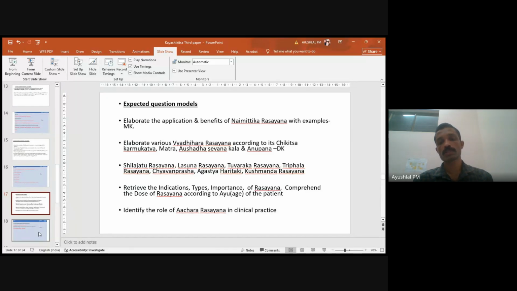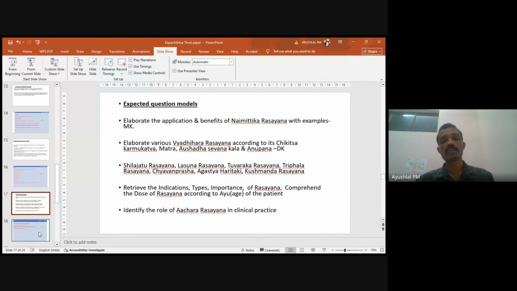One of the most important points for 10 marks is: elaborate the application and benefit of Naimittika Rasayana with examples. This is the only must-know point given in Rasayana. So a 10 mark question will be asked from the must-know point, that is Naimittika Rasayana. So you should be thorough about Naimittika Rasayana and its application and benefit. Only from this point a 10 mark question will be asked.